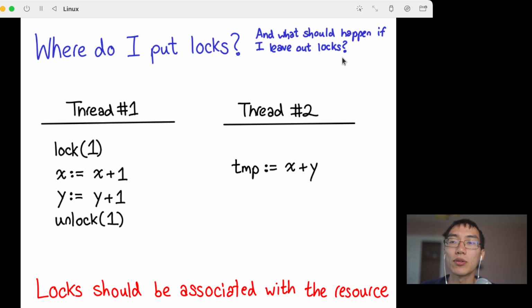And there's even one more question, which is, say I leave out the locks, right? Well, your program's still going to do something. What is it going to do? And that's a question you really can only answer with a memory model.